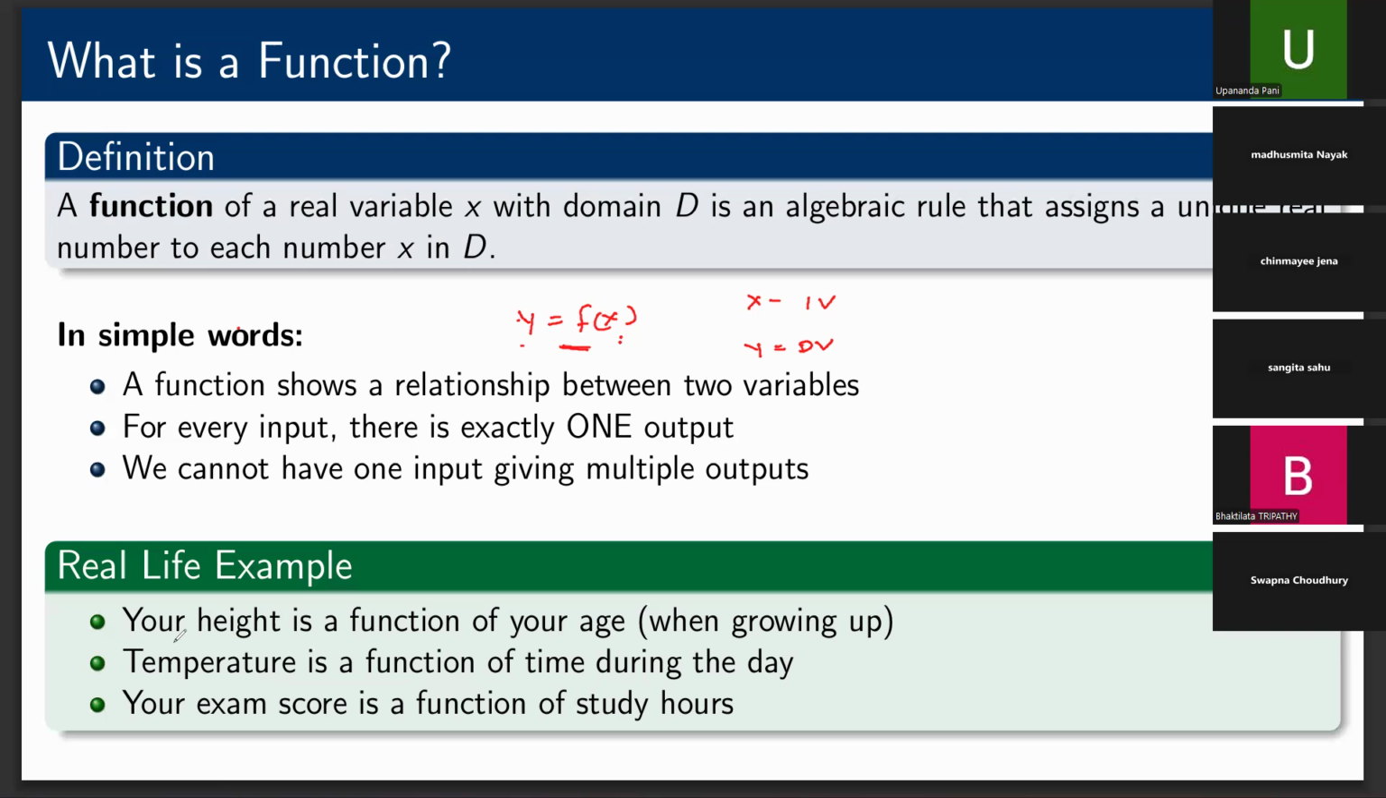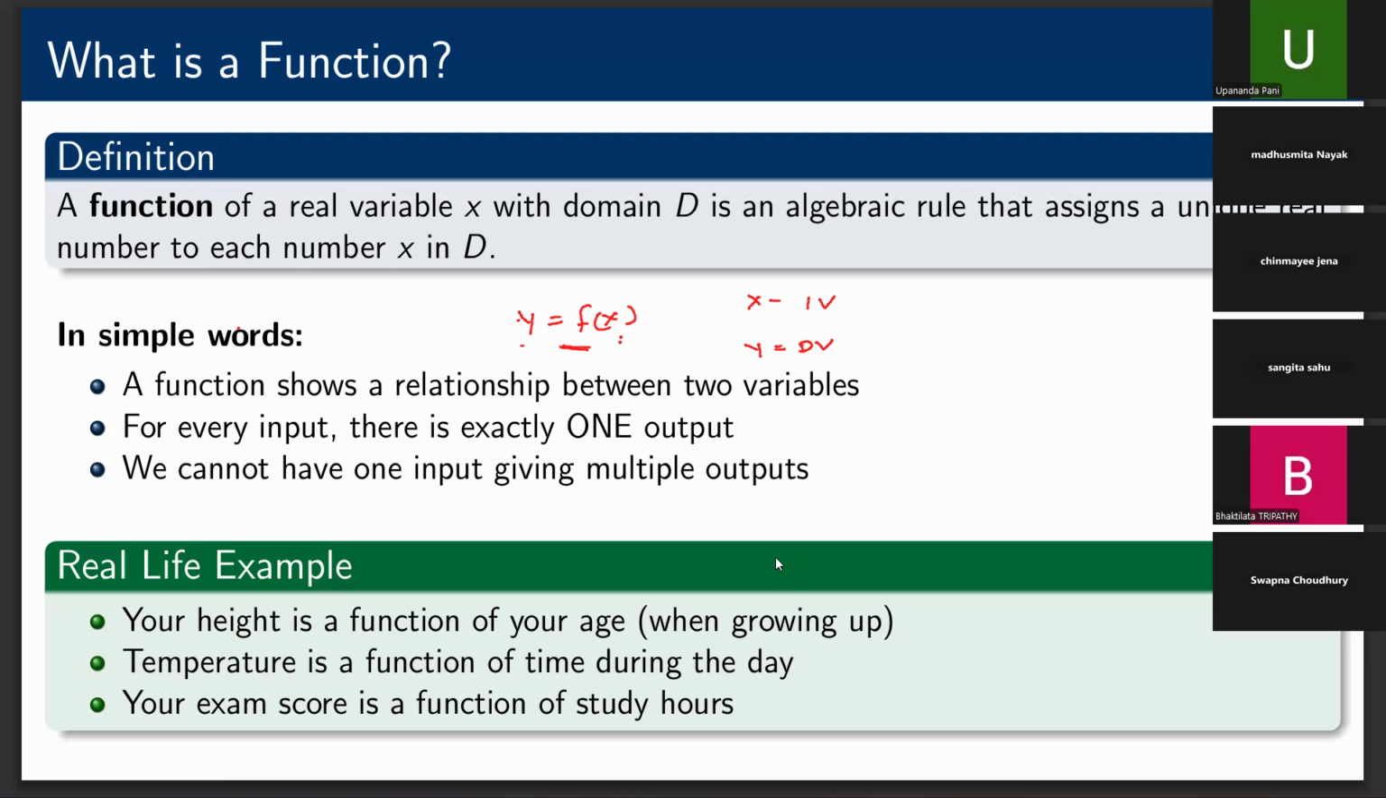The age is my independent variable, and my height is my dependent variable. Similarly, temperature is a function of time during the day. As time changes, its temperature also changes, and so on. Then similarly, you can say your exam score depends on how many hours you study. In this case, your independent variable is a single variable, that is how many hours you study.